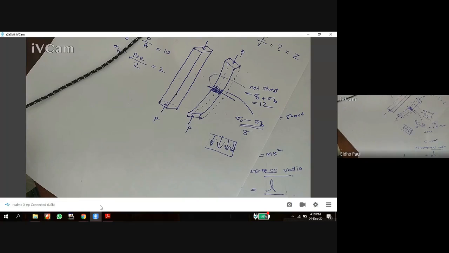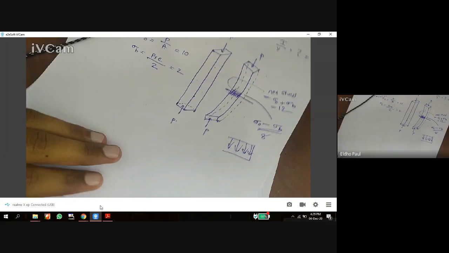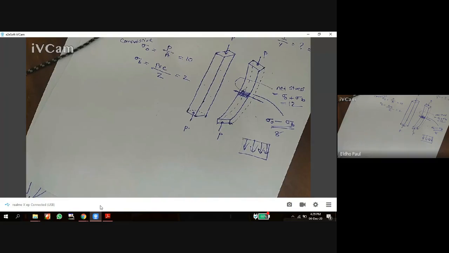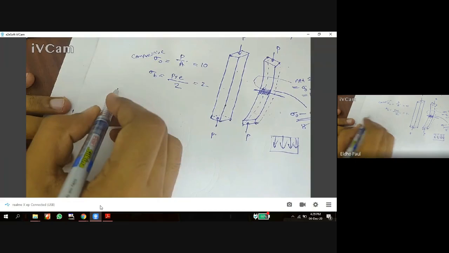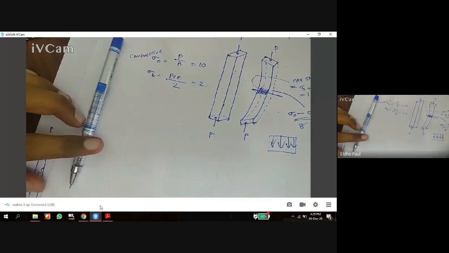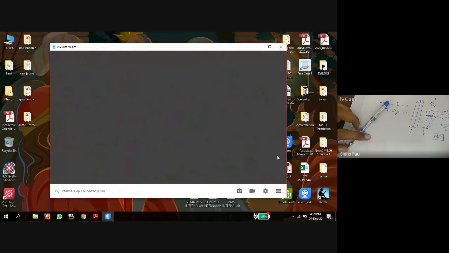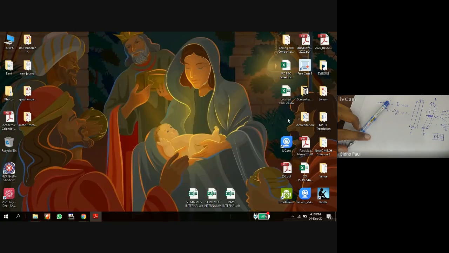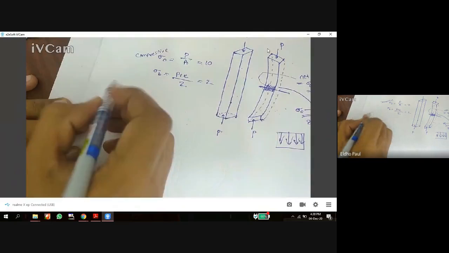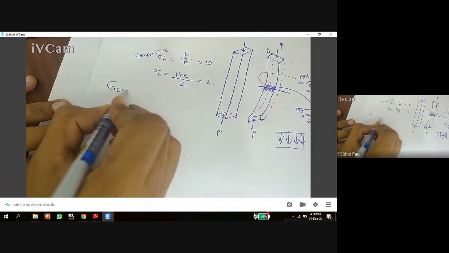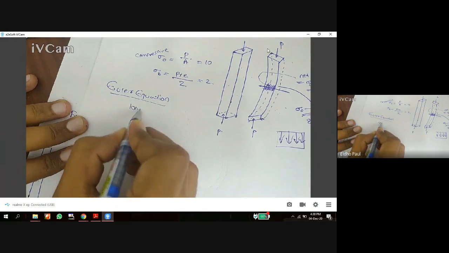Okay, so that is about the theory. Next we are going to study Euler's equation. This is a very important equation. This is the equation for the design of long columns.